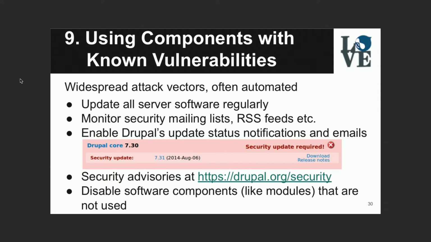Okay, so getting towards the end of the top 10, using components with known vulnerabilities. This is so broad, it's sort of obvious, but it is so common. This is how everyone's Drupal site is compromised. Basically, if you surveyed the world and asked how did the Drupal site get compromised, this is how. They had a module or Drupal core and they didn't update it. And there was a known vulnerability.